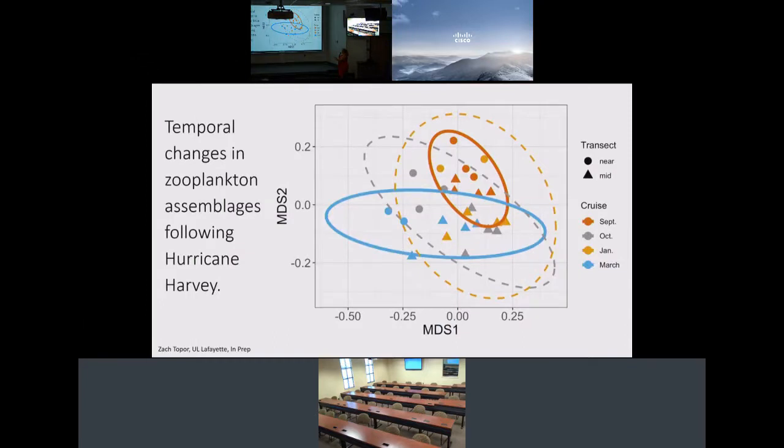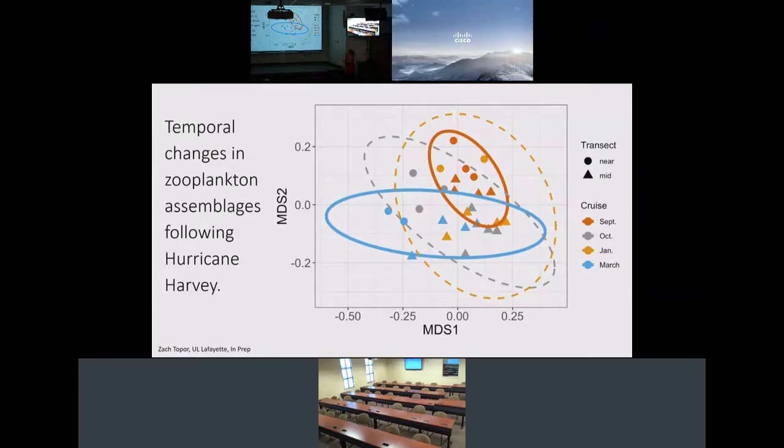While we had three cruises funded, we also were able to use data from a NOAA cruise that went out in September. If you may remember, Harvey hit in August, and so the NOAA cruise went out in September. And then our cruises are October, January, and March. So essentially we have four time points here.